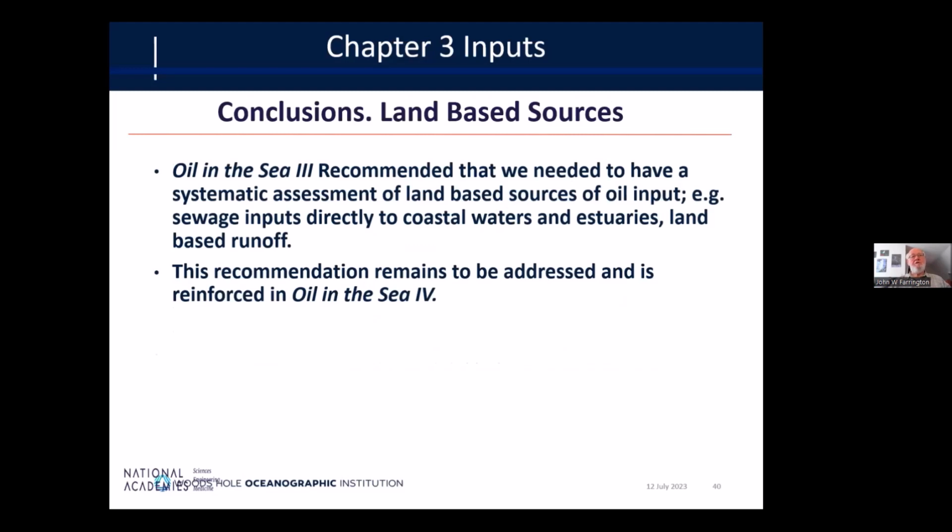Let's go to the last one, land-based sources. Oil in the Sea 3 recommended that we needed to have a systematic assessment of land-based sources of oil input. For example, sewage inputs directly at coastal waters and estuaries, land-based runoff. This recommendation remains to be addressed, and the recommendation is reinforced in the Oil in the Sea 4 report.